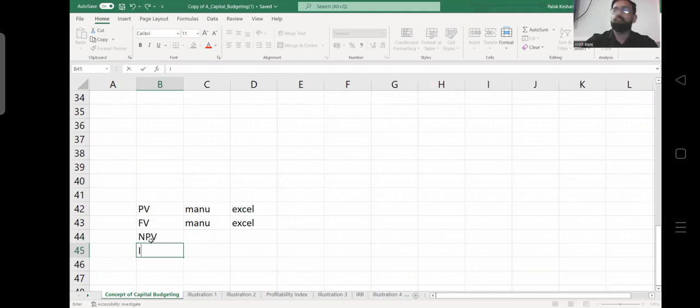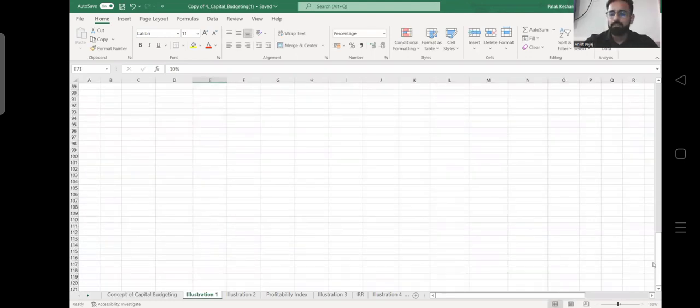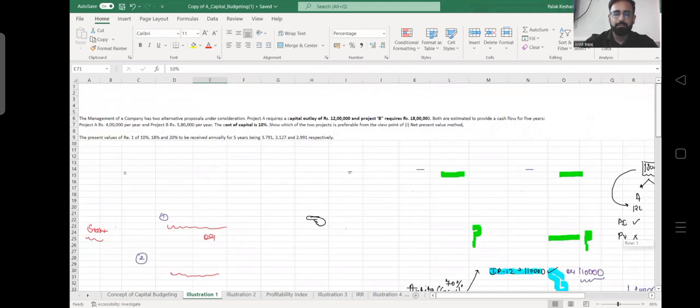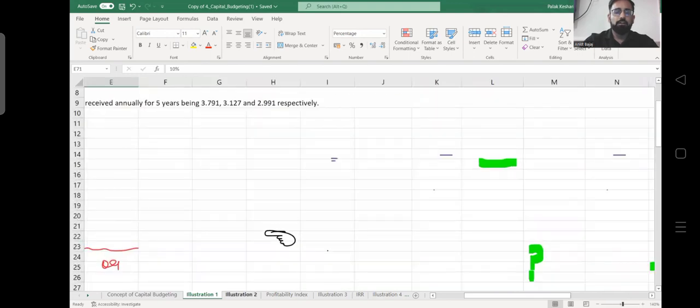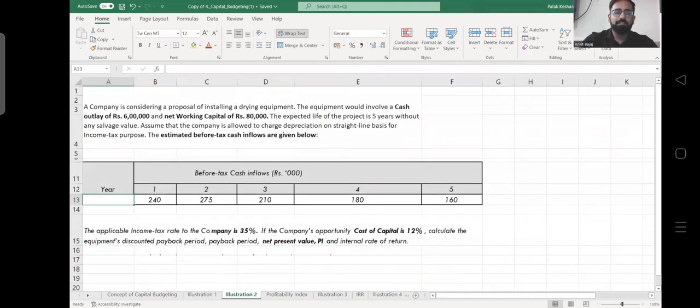Also, we discussed IRR, which means internal rate of return. We saw the formula of IRR also, and we completed illustration one. Hopefully, you remember the Vada Pav and Misal Pav example we had. So we have done illustration one. Now, today, I will be starting illustration two.